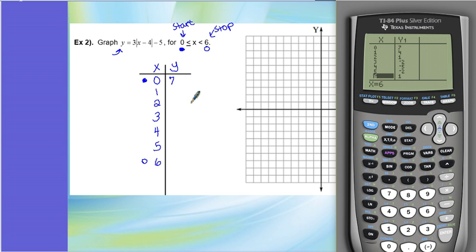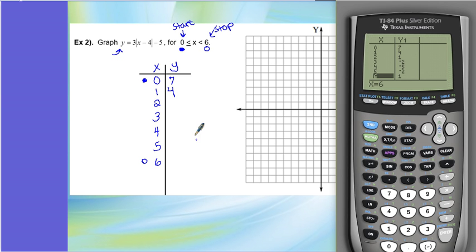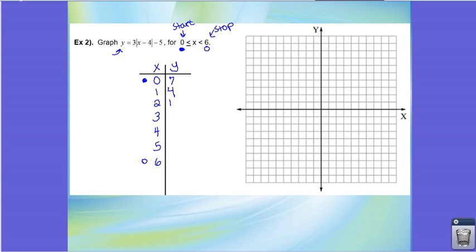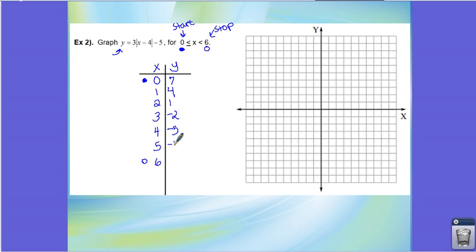1 gives an output of 4. 2 gives an output of 1. 3 gives an output of -2. 4 gives an output of -5. And then it appears to have a pattern. -2 and 1 again. This time, my vertex seems to be here, because after the -5, I see the repetition of the pattern going upward and downward surrounding it.